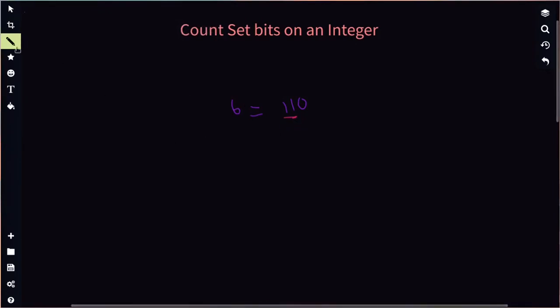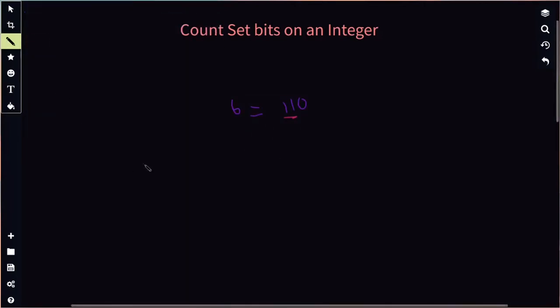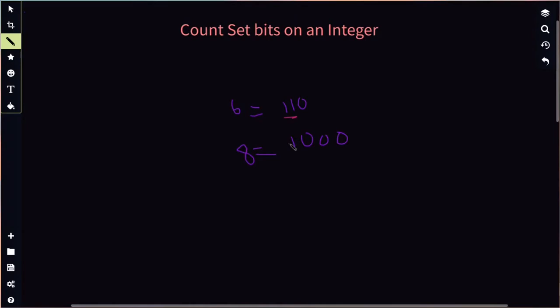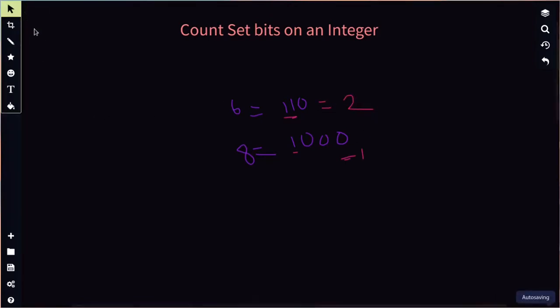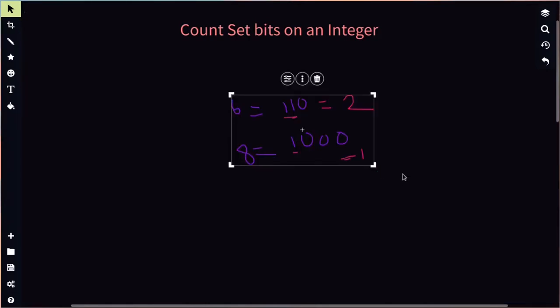Okay, so let's take another example. Let's take the integer 8. What is the binary representation of it? It's 1 0 0 0. So the number of set bits is 1. So here the number of set bits is 1, and for 6 the number of set bits is 2. Our solution needs to print the number of set bits in an integer.